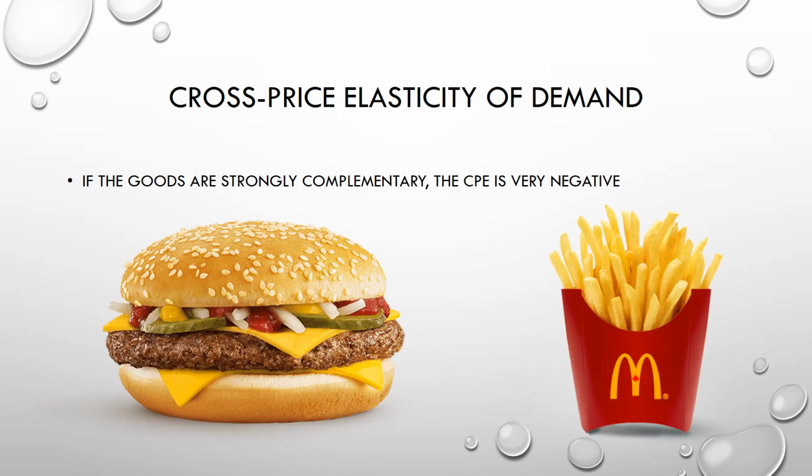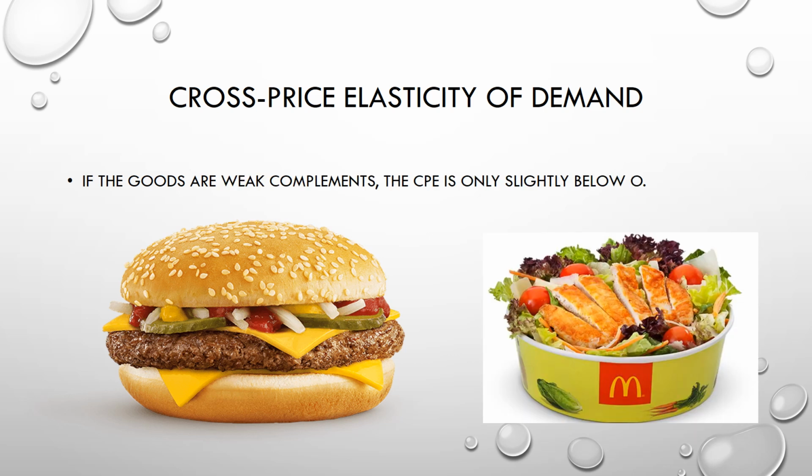Again, getting a little bit more specific, if the goods are strongly complementary, like a quarter pounder and an order of fries at McDonald's, there's a very good chance that if you get one, you're also going to get the other. If they dramatically raise the price of quarter pounders, we're probably going to demand far fewer French fries because we're not going there in the first place. So not only would our number be negative, it would probably be very negative.